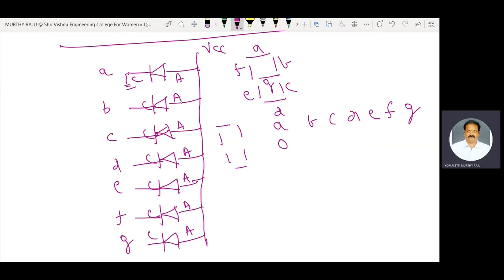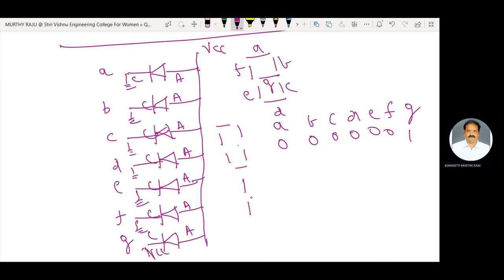already anode is connected to VCC, cathode is connected to ground. B is 0. C is connected to ground. D is connected to ground. E is connected to ground. F is connected to ground. G is not forward biased. Reverse biased means G is set at high. Here anode is already connected to high. Whenever cathode is connected, G is connected to VCC. That means 1. That is reverse biased. Therefore, 0 is displayed in this fashion.